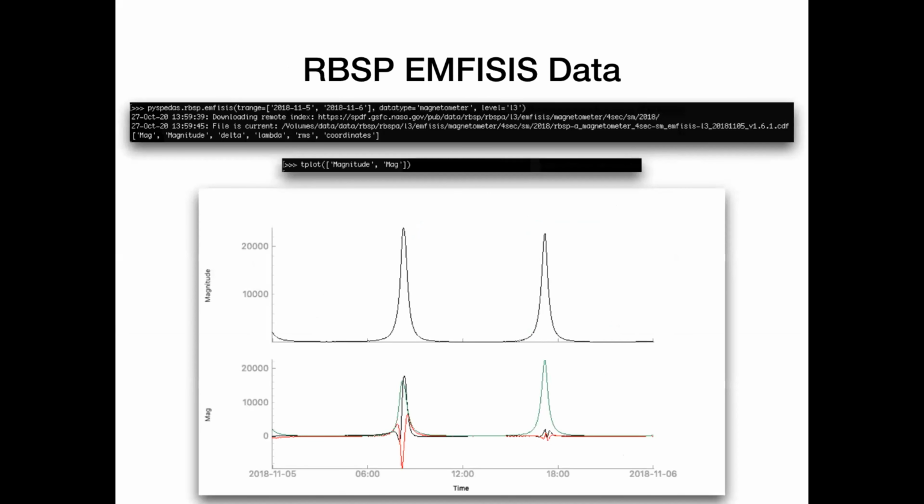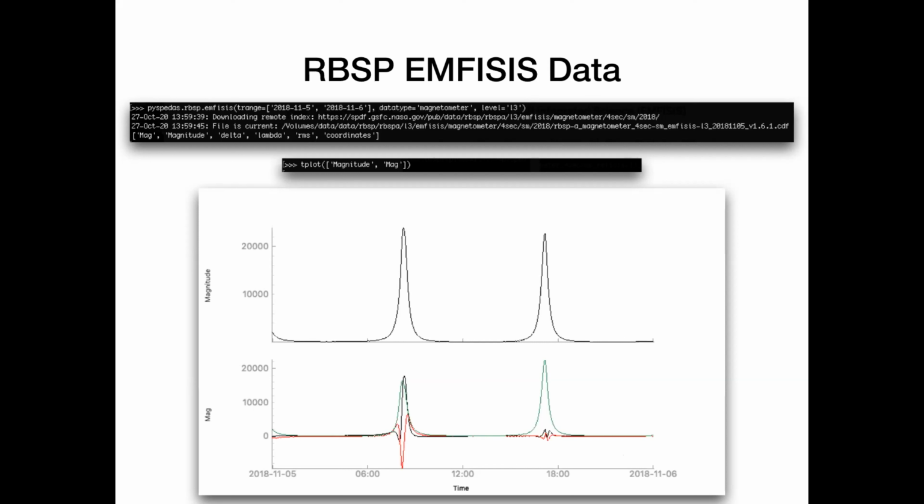And to load RBSP EMFISIS data, that's the B field data from RBSP, we just call pyspedas.rbsp.emfisis and set the time range. In this example, we're setting the data type and the level to L3. There are a bunch of different levels and data types, and EMFISIS also supports a coordinate keyword to change the coordinate system. The default is just SM coordinates. It also supports a probe keyword for changing the probe, and by default just loads probe A.